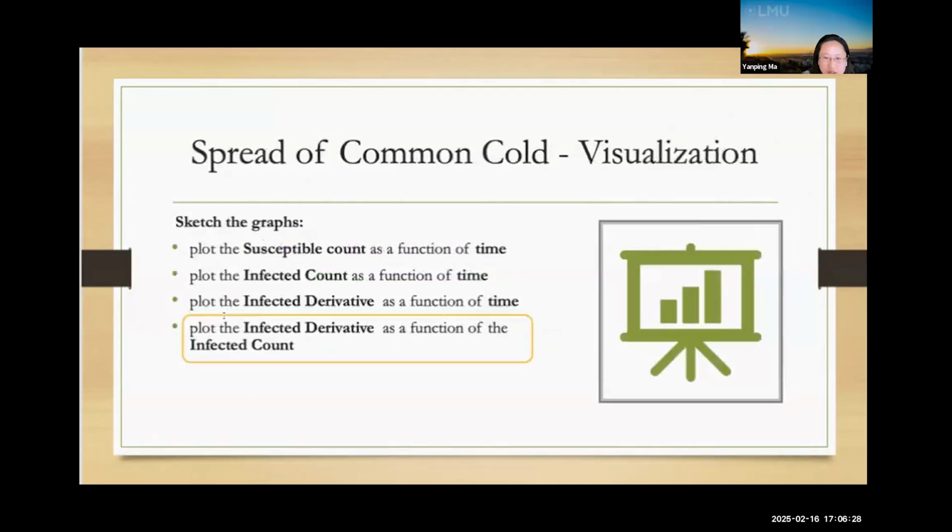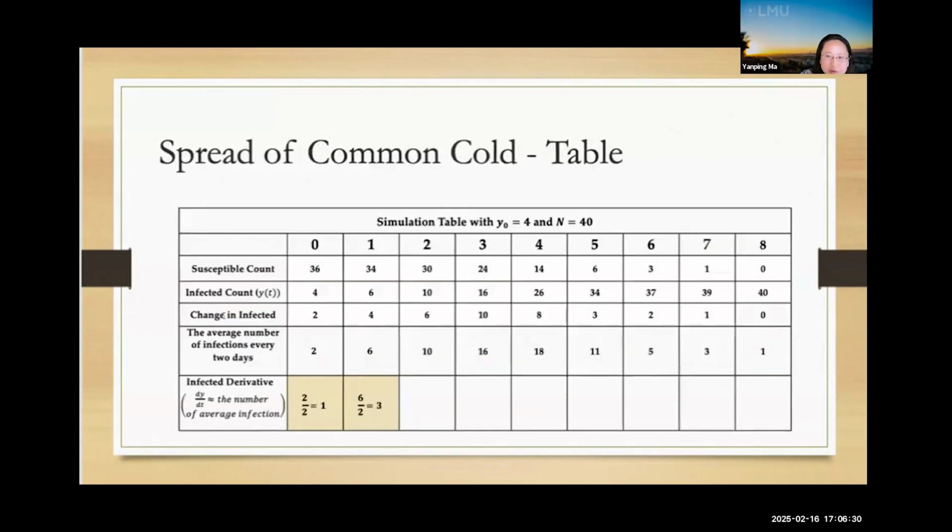I do want to mention, once we have this table filled out, we also want to calculate the rate of change. That's the key of our differential equation model. So we calculated how the infected derivative is going to be, which is the last row of the table.